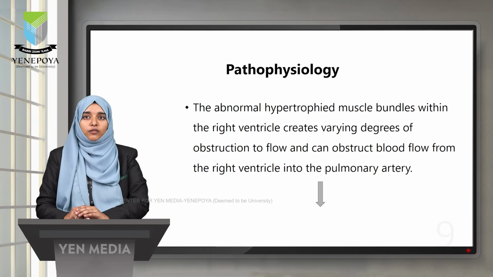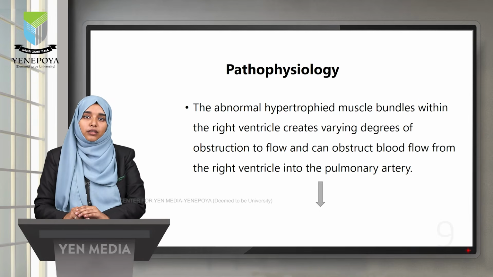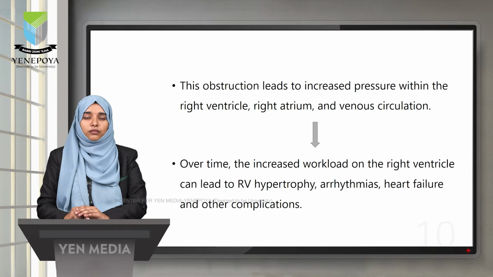We will move on to the pathophysiology of DCRV. The abnormal hypertrophied muscle bundles within the right ventricle create varying degrees of obstruction to the flow within the right ventricle and into the pulmonary artery. This obstruction over time leads to an increased pressure within the right ventricle, the right atrium and the venous circulation. Over time, the increased workload on the right ventricle can lead to RV hypertrophy, arrhythmias, heart failure and other complications.